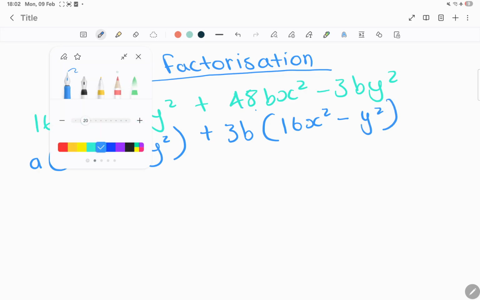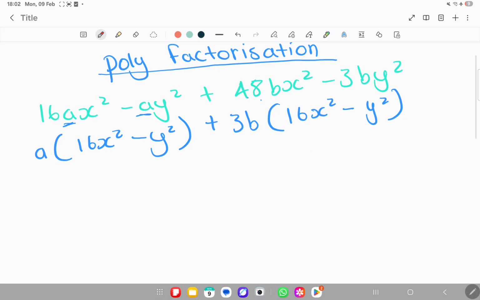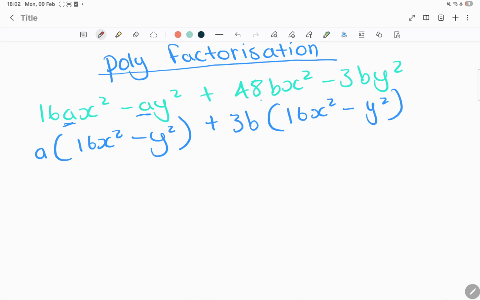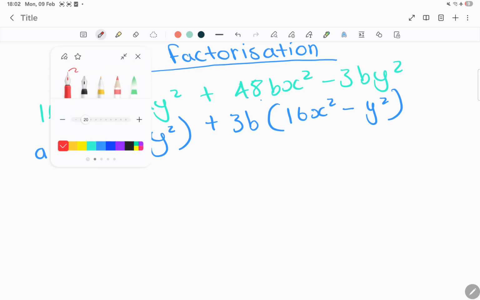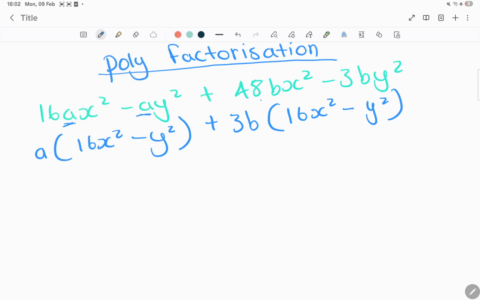Remember once again, ladies and gentlemen, that we are just trying to group these things. We're just trying to make them easy to read. That's all. So if you were to say 16x squared multiplied by 3b, it is going to give you 48bx squared, as demonstrated before. We're just trying to group them, put them together. It's almost Valentine's, guys. Let them be in groups.